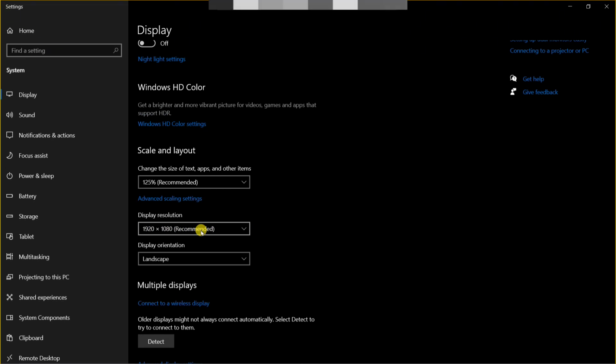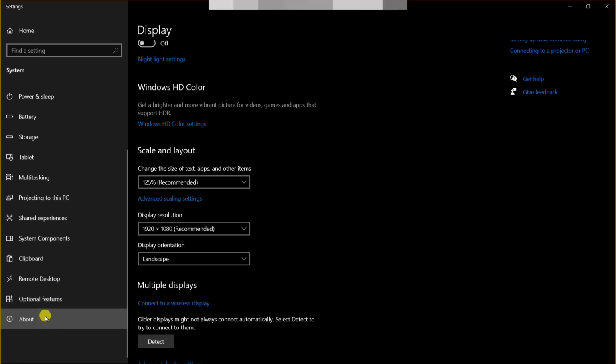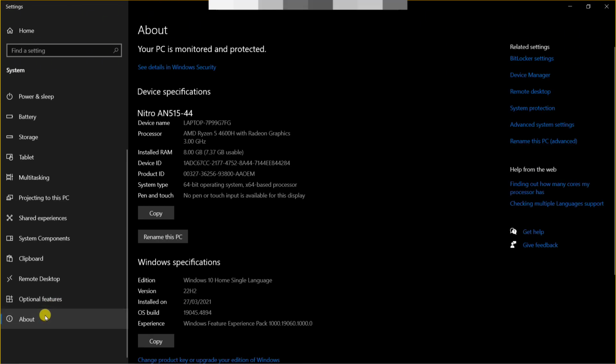Now make sure that you meet the system requirements and setup. The minimum system requirements of Bluestacks 5 is at least 4 GB of RAM and a compatible processor.